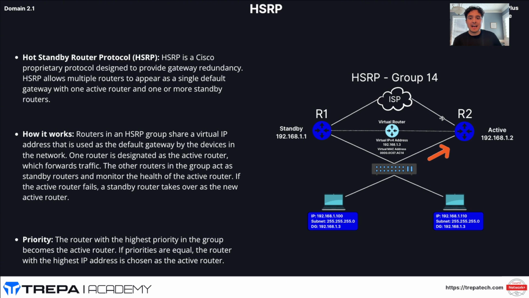In HSRP, the highest priority in the group becomes the active router. If the priorities are equal, and the default is 100, the router with the highest IP address wins. So in this case, R1 and R2 have physical interfaces with actual IP addresses set. If their priorities are equal at 100, the default, R2 will become the active because it has the higher IP address between the two interfaces doing HSRP with each other. Higher priority wins. We could hard set it. We could have made R1 the active if we said standby 14, that's our group number, priority 101. Then it would have become the active during their HSRP election.